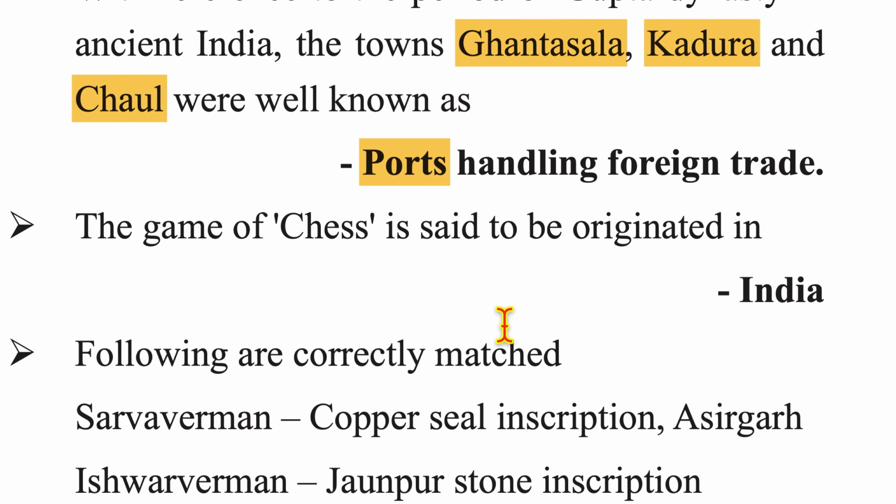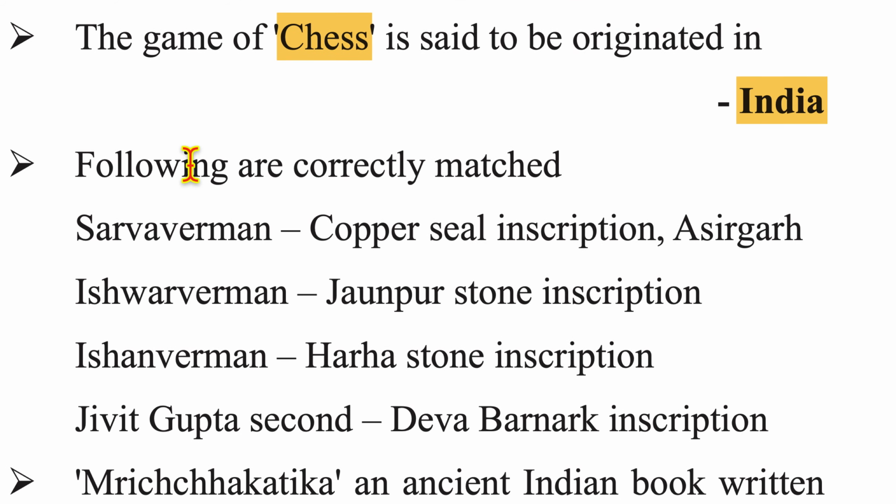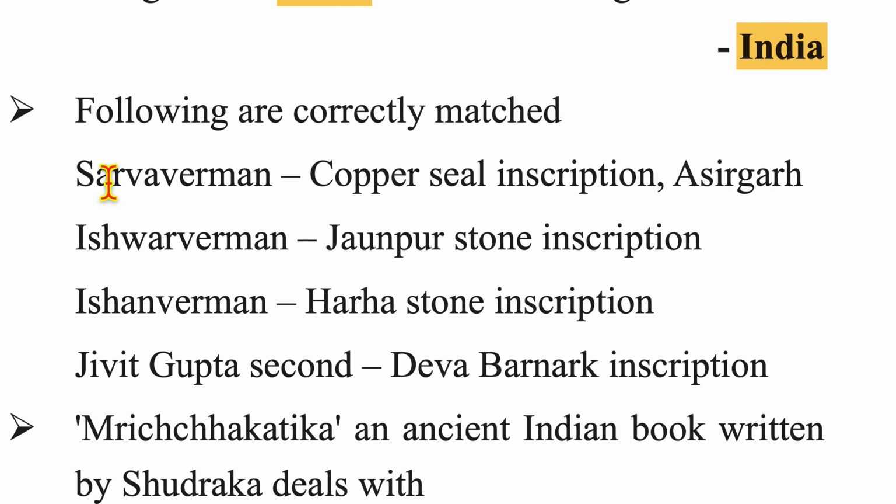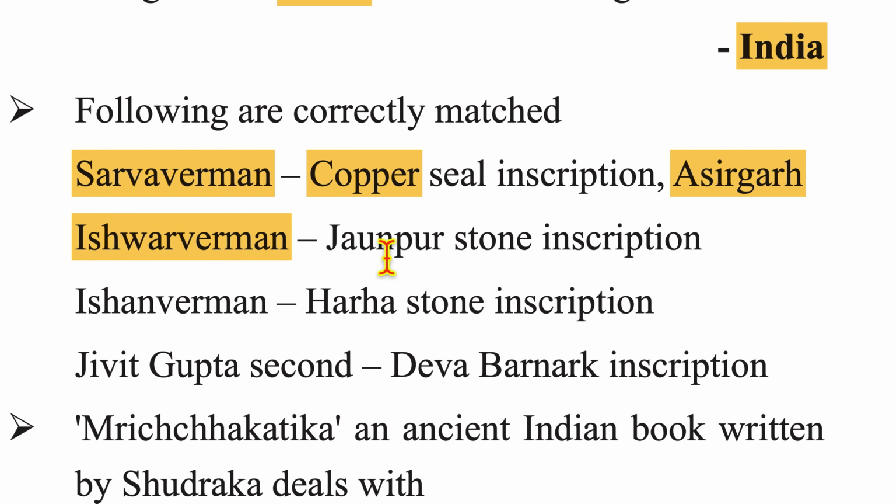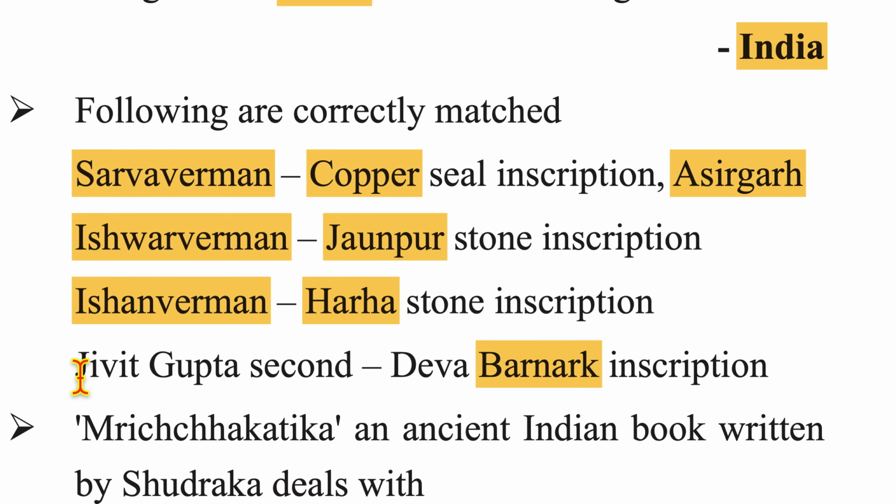With reference to the Gupta dynasty in ancient India, the towns Ghantashala, Kadura, and Chaul were known as ports handling foreign trade. The game of chess is said to have originated in India. Now, the following are correctly matched. Sarvavarman, copper seal inscription, Asirgarh. Ishwaravarman, Jaunpur stone inscription. Ishanavarman, Haraha stone inscription. Jivitagupta II, Deo-Baranark inscription.